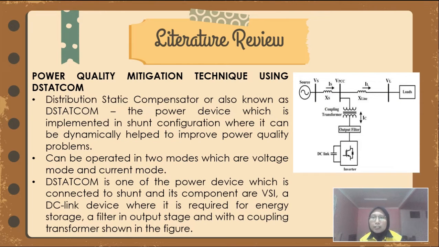Next, the power quality mitigation technique using the DSTATCOM. The distribution static compensator, also known as the DSTATCOM, is a power device implemented in shunt configuration where it can dynamically help to improve power quality problems. It can be operated in two modes, which are voltage mode and current mode. Its components are the VSI, DC link device which is required for energy storage, a filter in the output stage, and a coupling transformer, as shown in the figure.